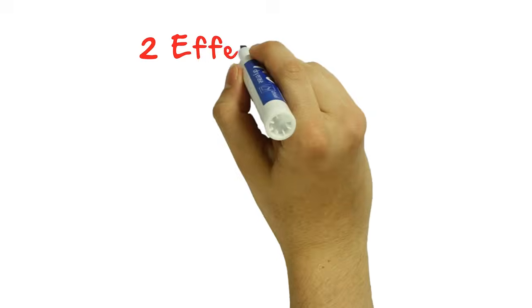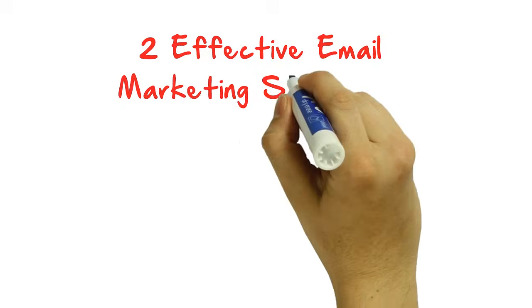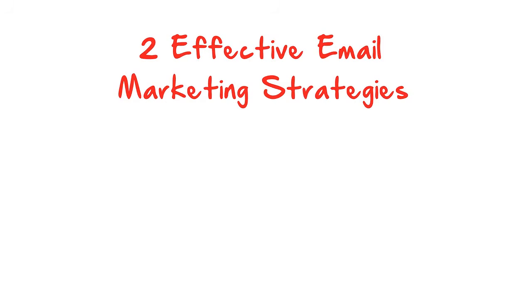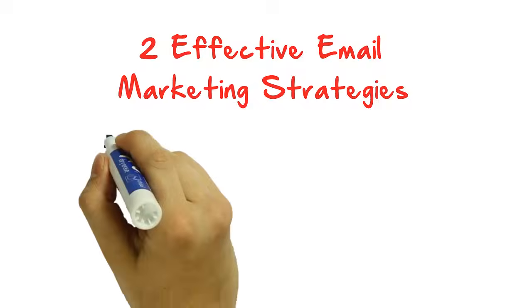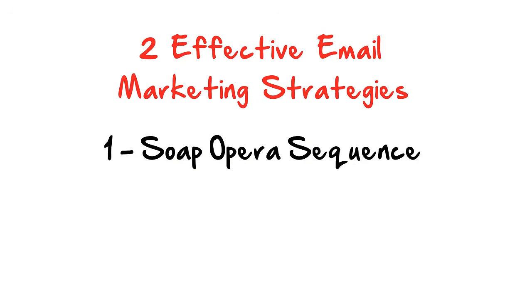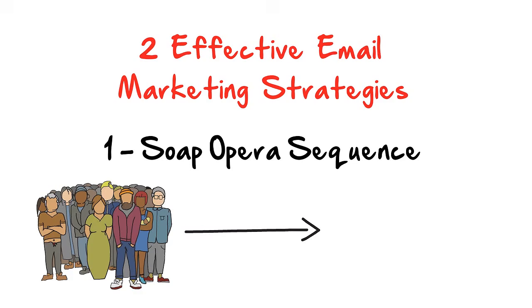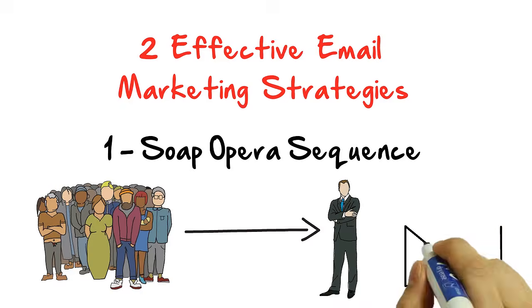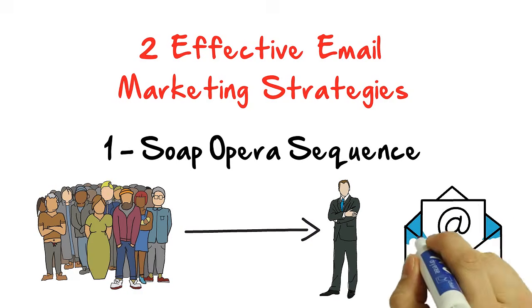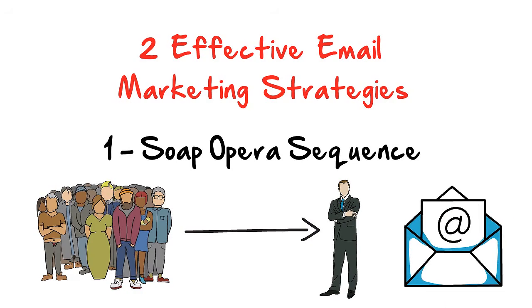The second half of the chapter describes 2 of the most effective email marketing strategies for keeping your list engaged. The first is called the soap opera sequence. Its purpose is to help you bond your new leads with your attractive character. The key idea behind this sequence is to keep each email open-ended and entertaining. By doing this, your subscribers will want to open every one of your emails.